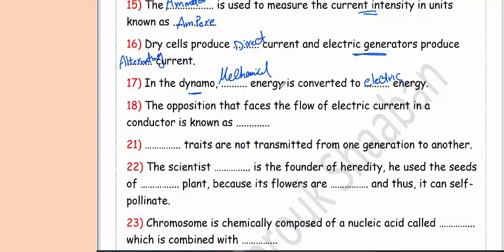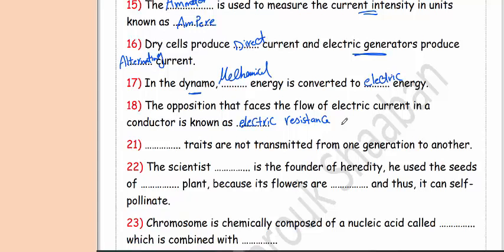Question number 18. The opposition that faces the flow of electric current in a conductor is known as. والelectric current ماشي فيه الكوندكتور بتاعي في حاجة بتعمل له opposition، بتعمل له إعاقة من إنه يمشي، دي اسمها إيه؟ Electric resistance. That's it.